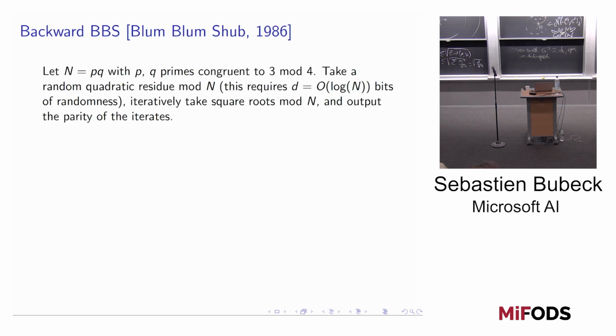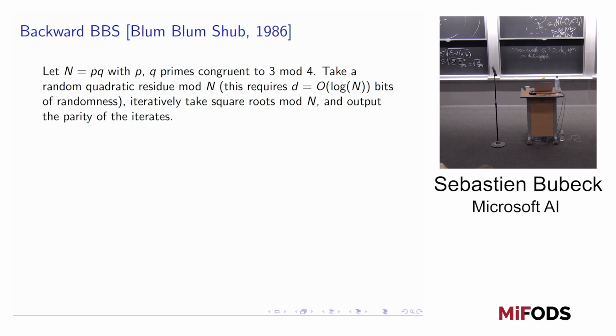So maybe I will go fast on this, just to give you some feeling for what this looks like. This is the famous Blum-Blum-Shub pseudo-random generator from '86. You take just the product of two large primes, P and Q, which are both congruent to 3 mod 4. That's important to have quadratic residues.